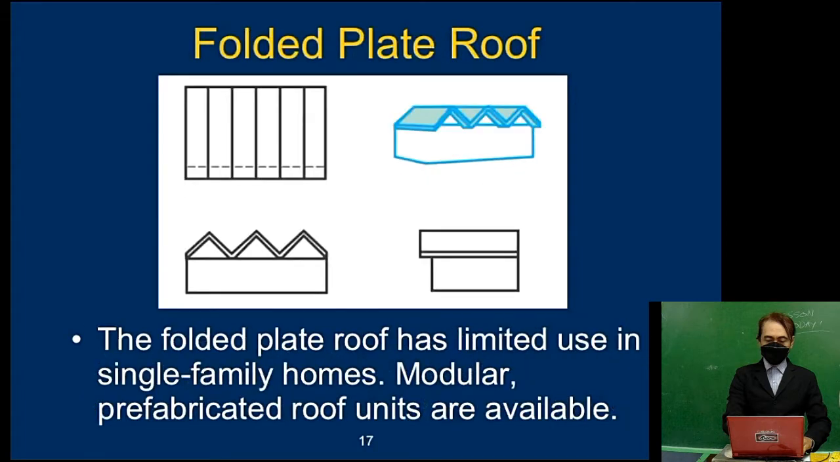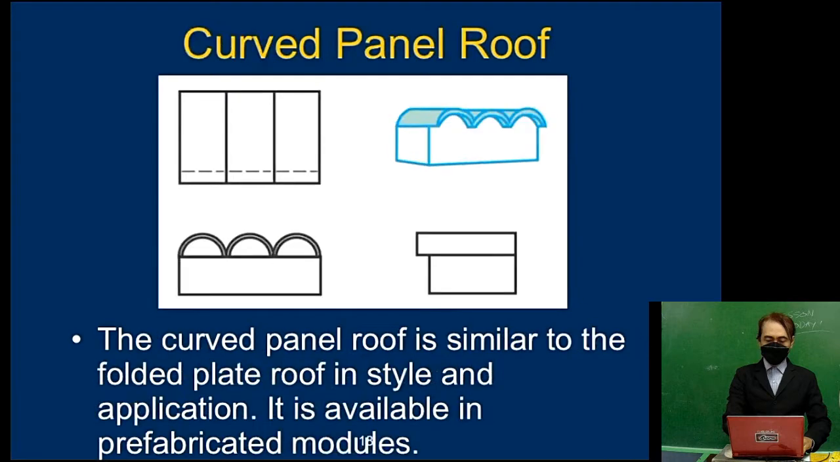Folded plate roof. The folded plate roof has limited use in single-family homes. Modular prefabricated roof units are available. Curved panel roof. The curved panel roof is similar to the folded plate roof in style and application. It is available in fabricated modules.